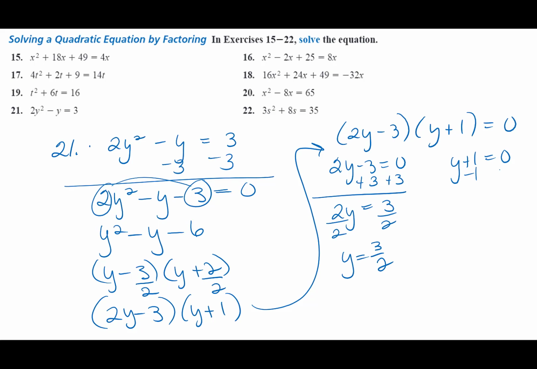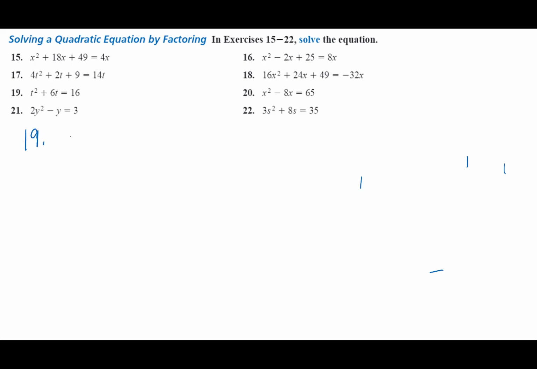Over here, y plus 1 equals 0. We'll subtract 1 from both sides, and y equals negative 1. So your two answers that will make this entire expression have a value of 0 are 3 halves and negative 1. Okay, let me show you one more on this page.